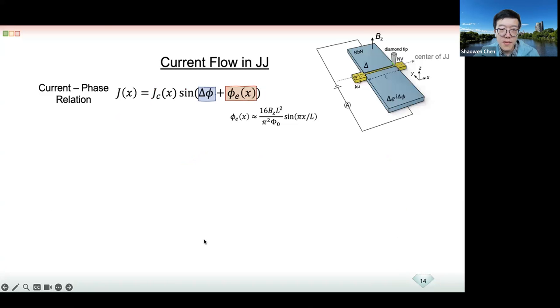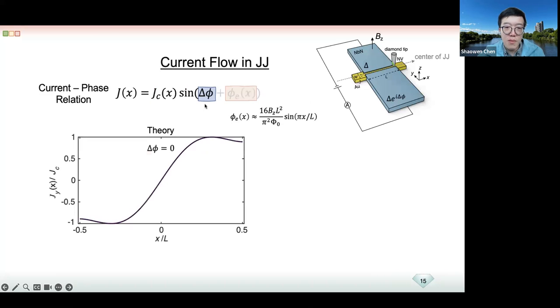Okay, all right. So now we can think more about what we can actually measure from the Josephson junction, the current flow in the Josephson junction. Again, this is the current phase relation as we saw before. We have these two terms, and we'll start by looking at the first term, delta phi, which is the phase difference between the superconducting electrodes.